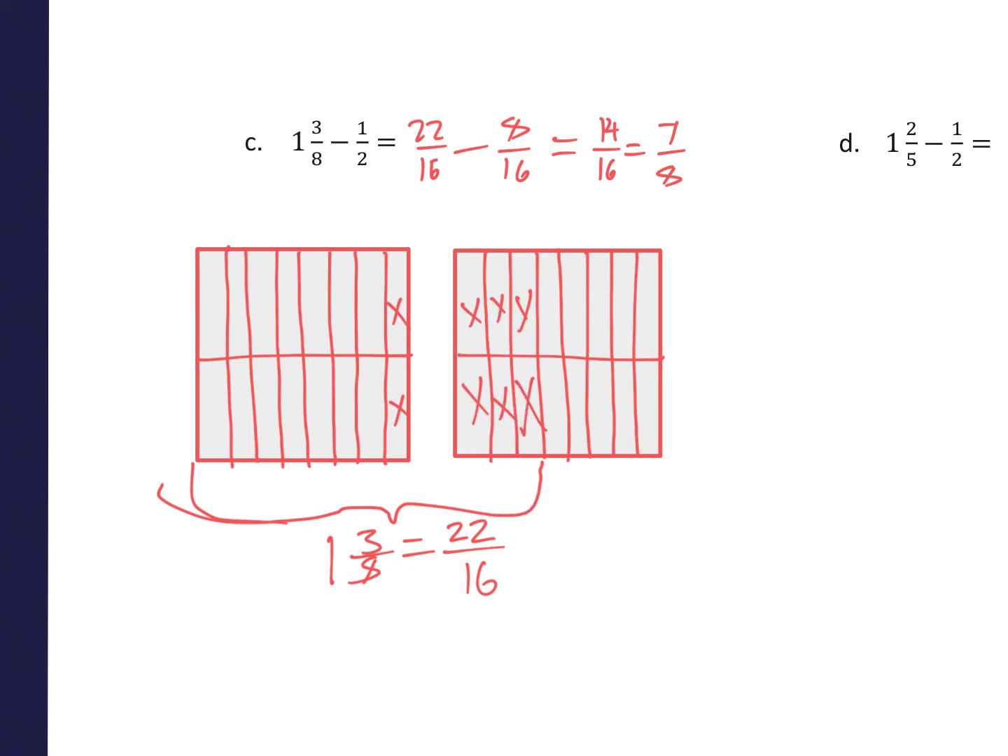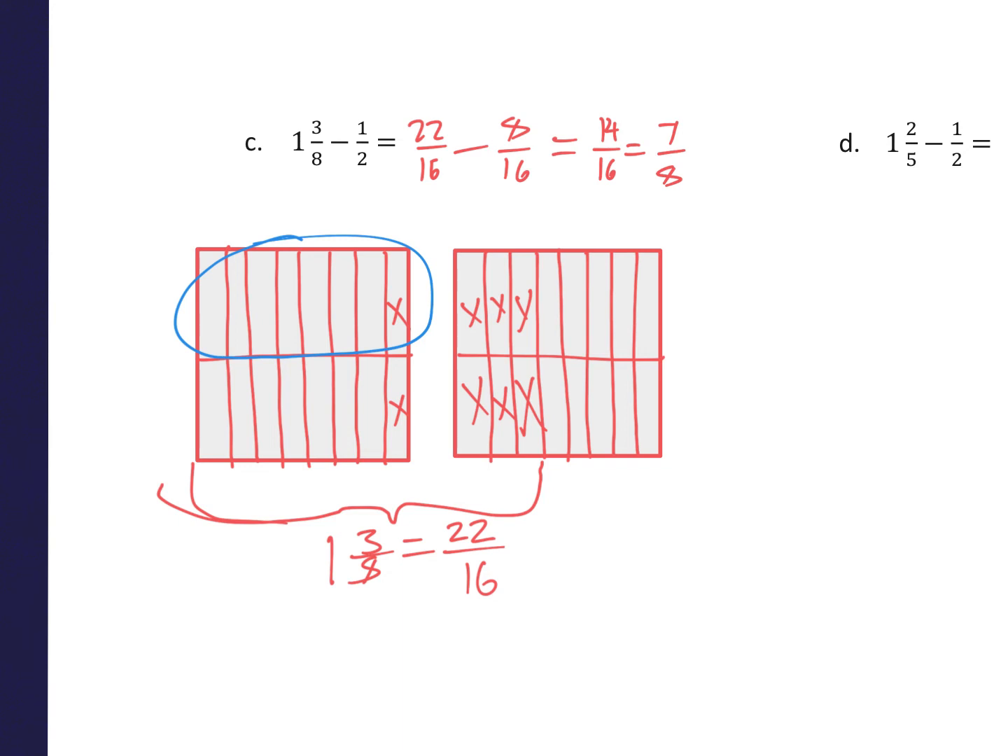And then what we want to do is take away half, right? Well, if this is one whole, half of this is only going to be whatever is here. I'm going to circle it just so you can see it. These, which is 8 of them, 8 16ths. All right, so I took away 8 16ths right here. 1, 2, 3, 4, 5, 6, 7, 8. And that left me with 14 16ths.